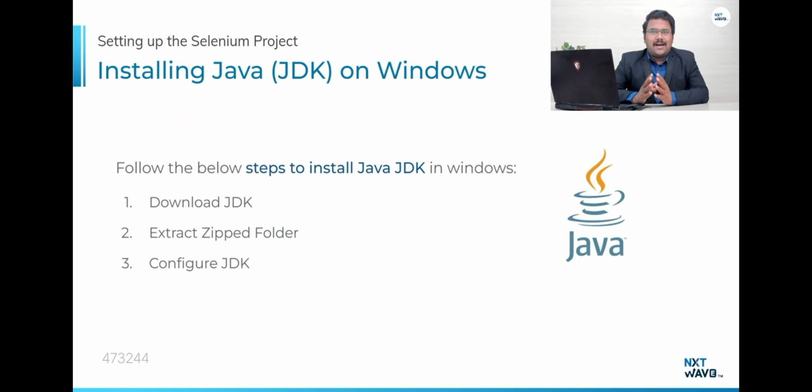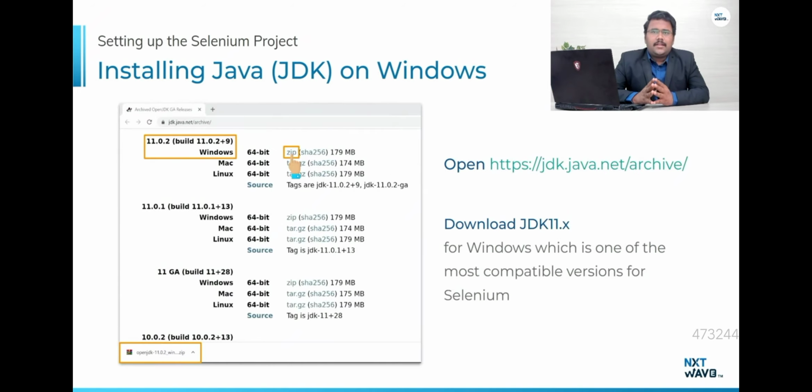To install the Java JDK on Windows, we need to download the JDK file from the corresponding downloads page, extract the zipped folder, and configure the JDK in our system. To download the necessary software, we'll have to navigate to the downloads page. In this scenario, we'll be downloading the 11.x version. The x could be any kind of number. In certain situations, we'll need to use the most compatible version of tools so that we can work seamlessly. That is why in this case, we are going to use JDK 11, which is one of the most compatible versions of Java for Selenium automation testing.